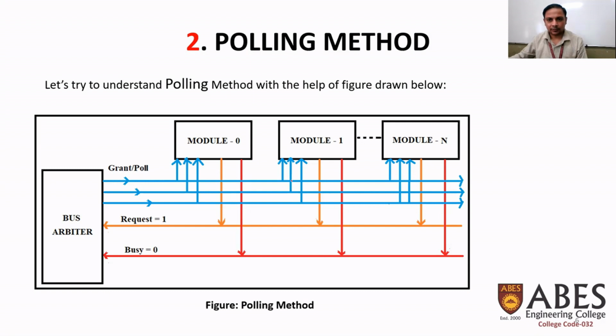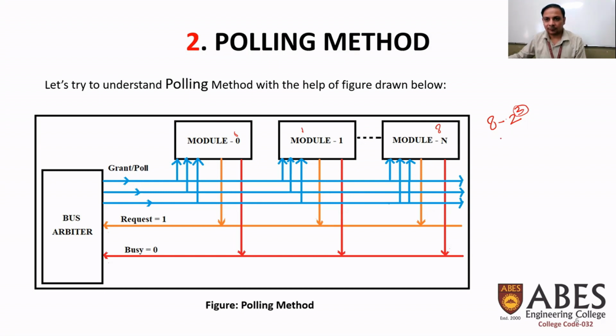For example, we have 8 modules, numbered 0, 1, up to 7. We can send the grant signal to these modules, not one by one; we can directly send the grant signal to each and every one if we want. If we have 8 bus masters, we can arrange the bus something like this. For 8 masters, we need 3 bits to send the signal to them.